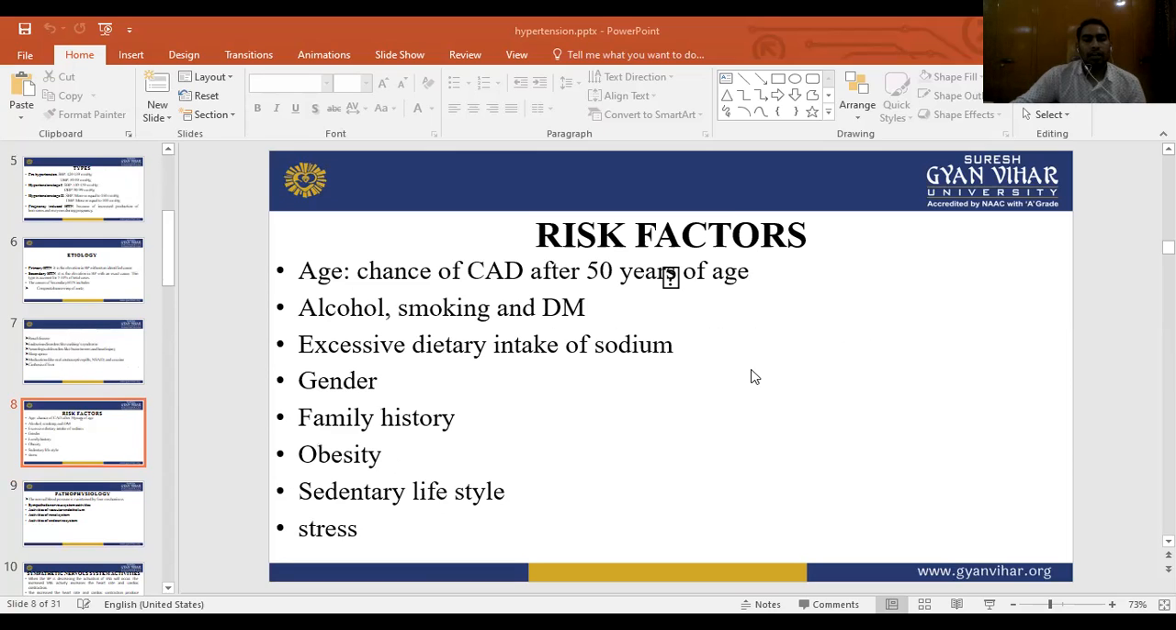increased chances of coronary artery disease after 50 years of age, alcohol, smoking, diabetes mellitus, excessive dietary intake of sodium, gender, family history, obesity, sedentary lifestyle, and stress. These are the risk factors of hypertension.